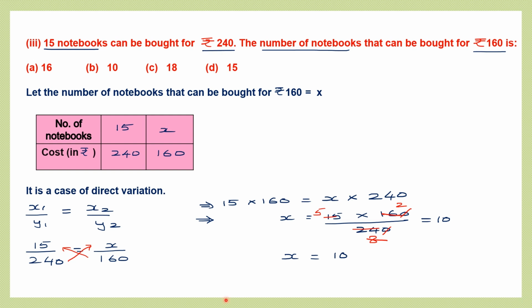And what is x? X is the number of notebooks that can be bought for 160 rupees. So we have found our answer, and that is 10 notebooks can be bought, and that is option B. So let's mark that. Option B is our answer.